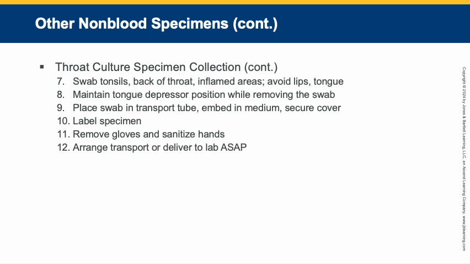Swab the tonsils, the back of the throat, and the inflamed areas. You want to avoid the lips and the tongue. Maintain the tongue depressor position when you remove the swab, because if you move the tongue depressor first, their tongue may move and then swipe the swab that you just used. Place that swab in a transport tube in the medium. Close the top, label it, remove your gloves and sanitize your hands, and take it to the lab ASAP.